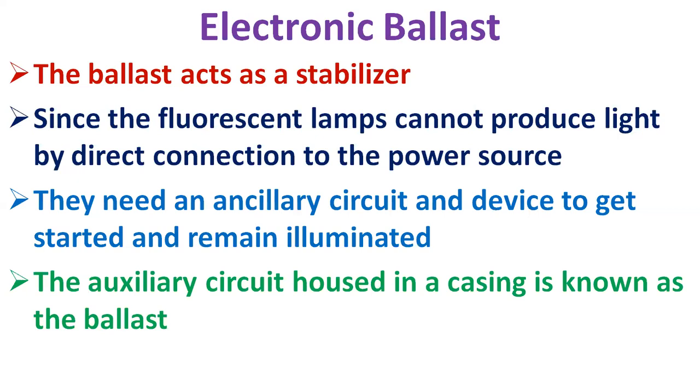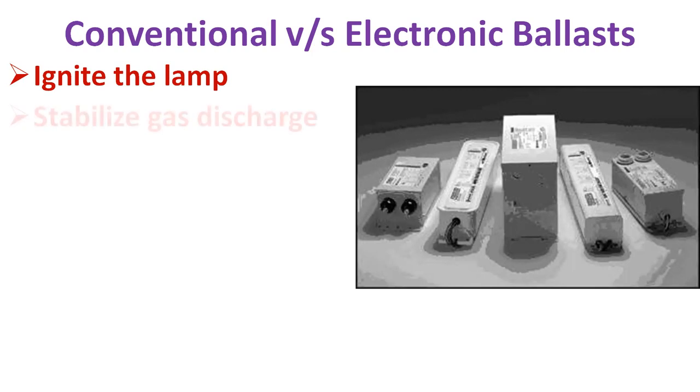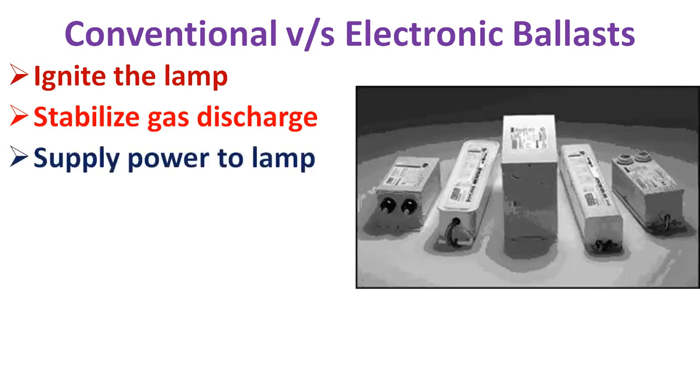Since fluorescent lamps cannot produce light by direct connection to the power source, they need an ancillary circuit and device to get started and remain illuminated. The auxiliary circuit housed in a casing is known as the ballast. If you see the conventional versus electronic ballast, conventional ballasts make use of the kick produced by a sudden physical disruption of the current in an inductive circuit to produce the high voltage required for starting the lamp, and then rely on a reactive voltage drop in the ballast to reduce the voltage applied across the lamp.